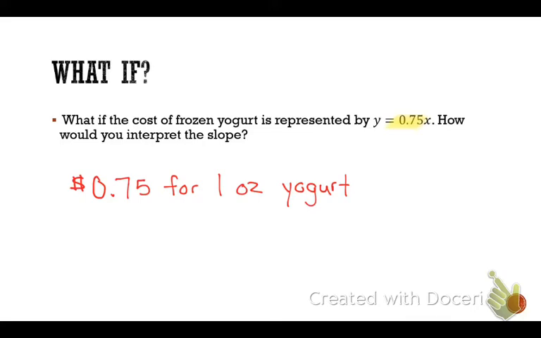Could you use that to kind of scale it? What if you wanted 2 ounces of yogurt? Maybe $1.50. $1.50. You just multiply it by 2. What if you wanted 4 ounces of yogurt? What could you do? $3. Plug it in, multiply by 0.75, $3. I'd rather go pay 12. Oh yeah.